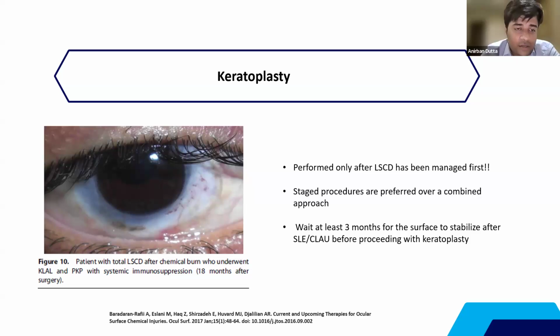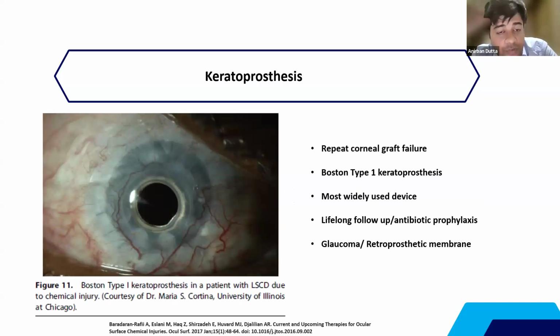So you do a slit, you wait. If the surface clears up and the cornea is clear, do nothing. If the surface is good now after slit, however, there is deep scarring, then you have to go ahead and do a keratoplasty. And finally, we come to keratoprosthesis, which is absolutely the last resort in these patients.